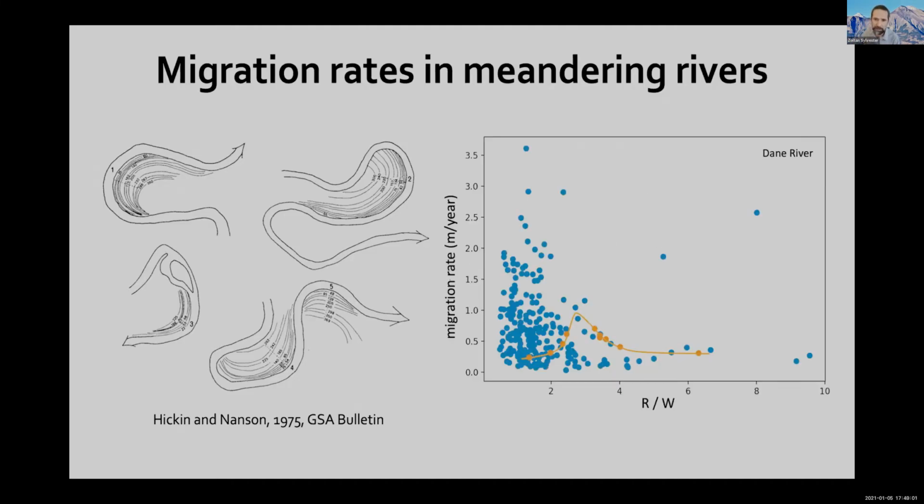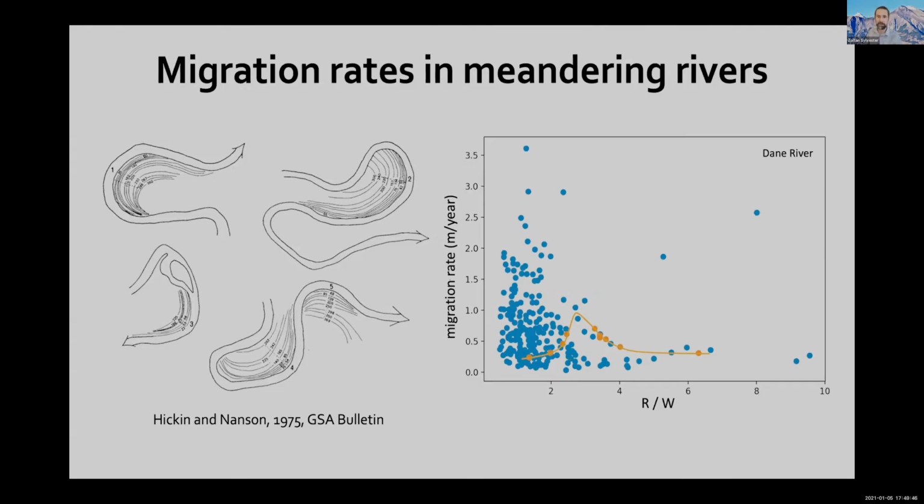The problem is that through the years, as more data points were added and gathered from different rivers, and I'm only showing one data set here from the Dane River, the plot has become a lot noisier, to say the least. So the question arises, can we actually say anything about migration rate based on radius of curvature or curvature? I think if we look at these kinds of plots, all we can say is that above three or four, migration rate tends to be low overall, but anything goes below that. So long story short, the predictive power of these kinds of plots, I think, is limited.